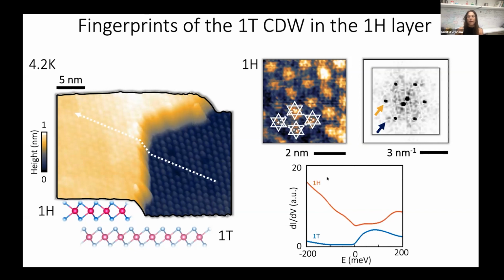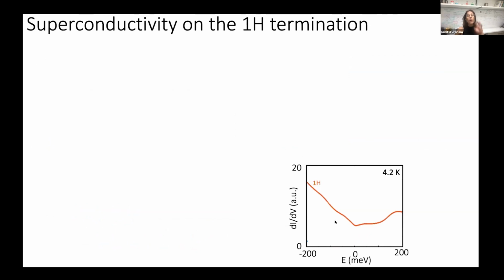This is the one that is measured on the 1H layer. We see a metallic behavior throughout the energy range, and this is the 1T spectrum, which shows this insulating behavior below the Fermi energy. So now let's cool the system and inspect the superconductivity that we observe on the 1H termination. So this is the spectrum in the normal state.